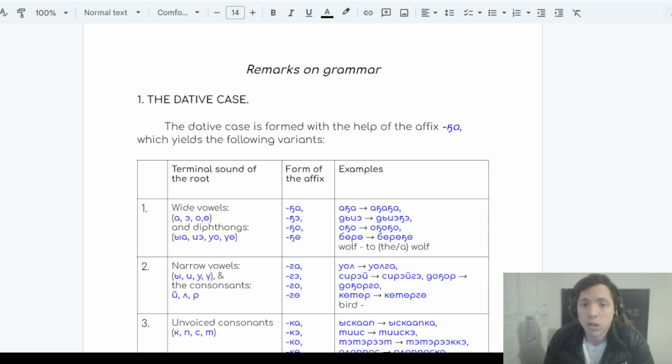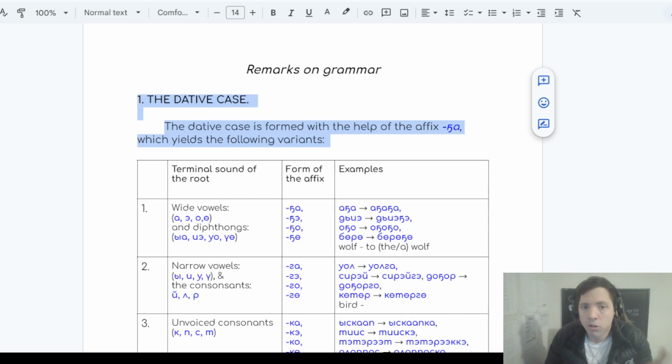You could just think of it as instead of coming before, it comes after. I think the case systems are not difficult, but they are often made difficult. If you're familiar with the academic view of language, it's completely understandable. But if you're not, and you don't even have to be, you will see the dative case is formed with the help of the affix ra, which yields the following variants. A lot of people may not know what that means.